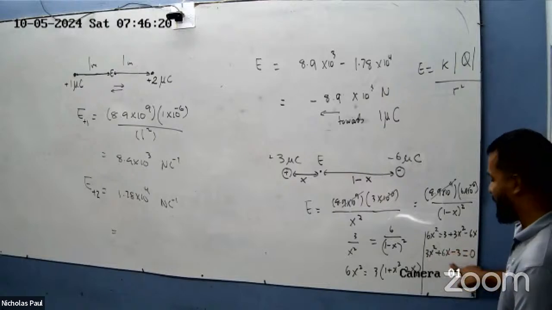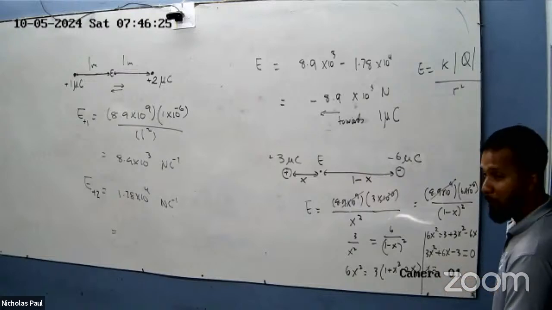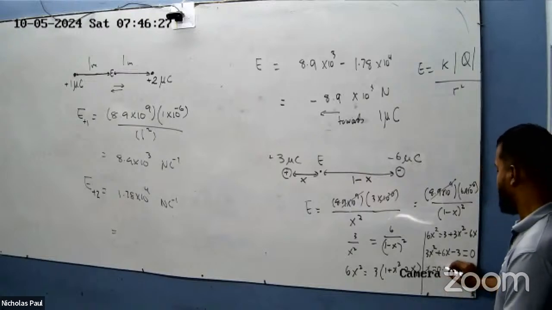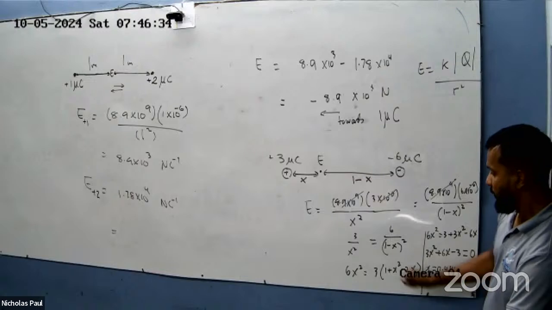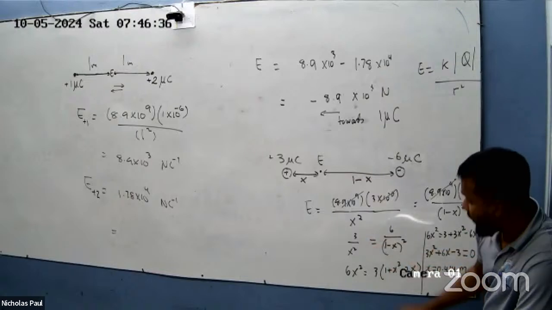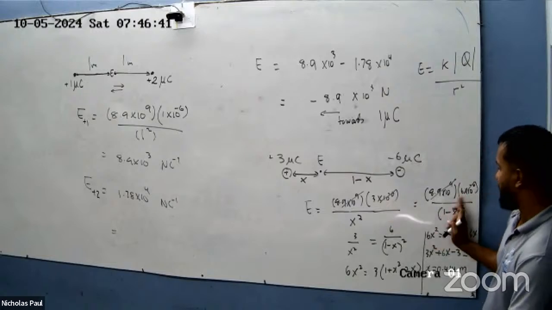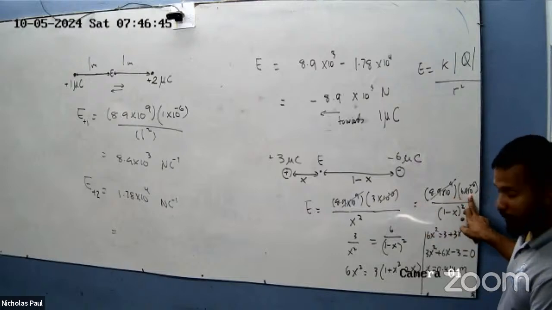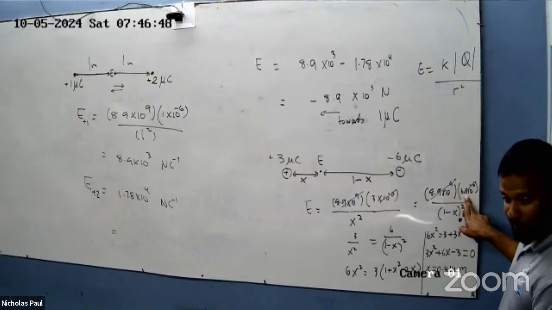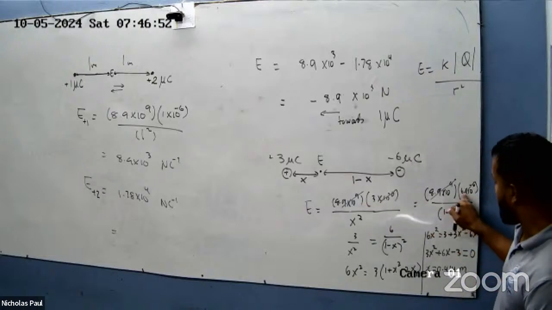So you'll get a quadratic looking like this, and you get x to be what? 0.1, 0.41. So I cancel this and this. I cancel the units. It can be the 6, can be the 6. So the 3 and the 6 are cancelled.